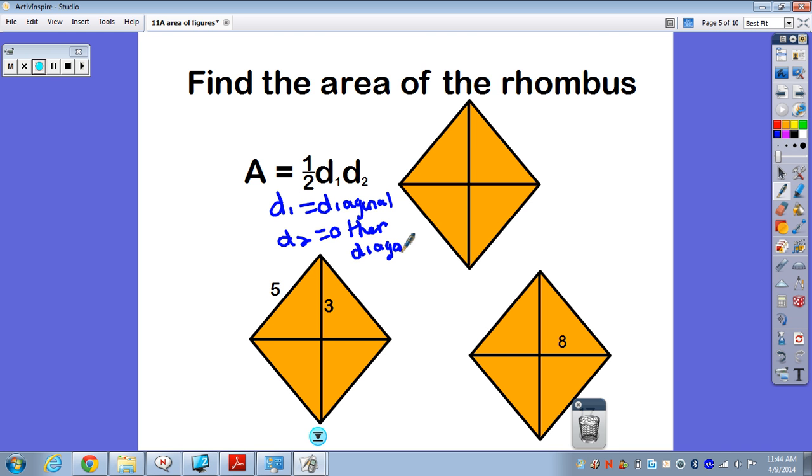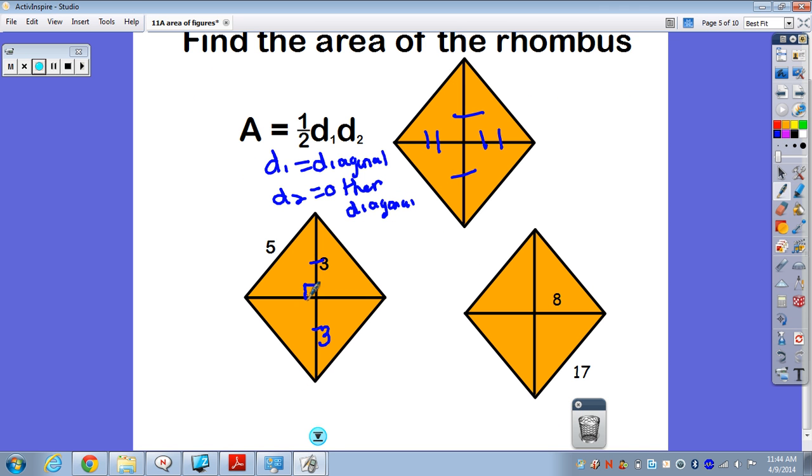And then just remember from last unit, the diagonals are bisected, so I showed by the markings what is equal. So on this one, I have 5, 3, so we know this is 3 because these pieces are equal. And we need to find the other diagonal. In a rhombus, the angle is 90, so I'm going to call this x, and then again use Pythagorean theorem. So a squared plus b squared equals c squared. If you solve this, you should get x to be 4.